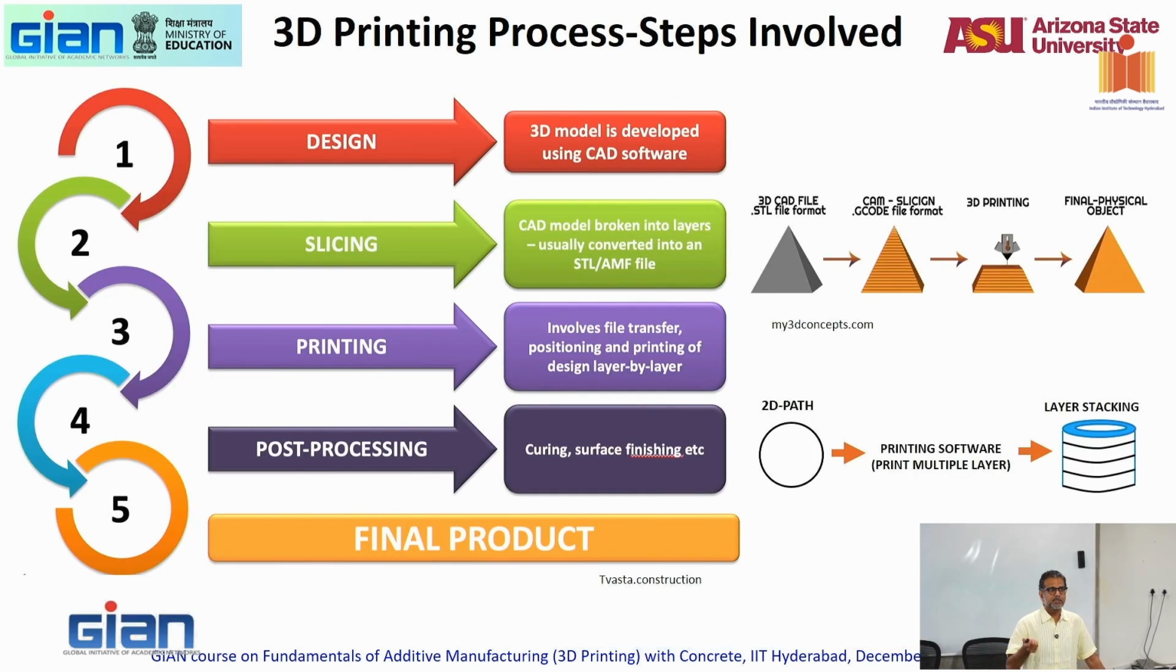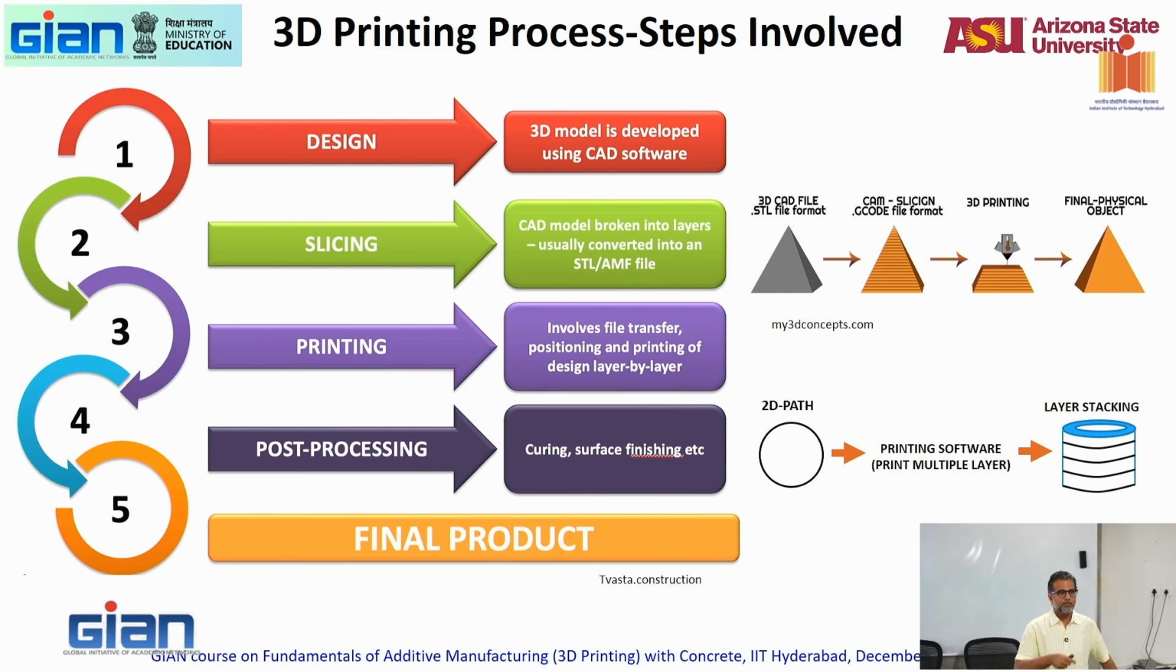These are some of the process steps involved. You have to do the design, a 3D model developed using CAD software. Different 3D printers come with their own software, their own ways in which you can do it. Several open source programs are also available that you can use and interface with your printers. Slicing is a process where the 3D CAD model is broken into layers so that the computer knows it is printing a 2D layer at one point of time. You print a 2D layer, you keep on adding layers to it and make it into a 3D structure. And then, of course, the printing involves file transfer, positioning, and printing of the design layer by layer.